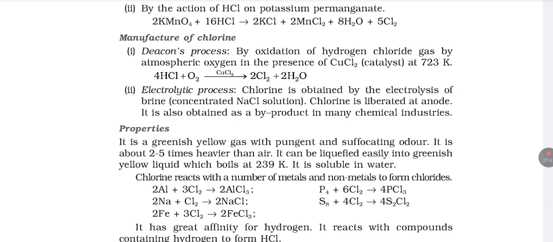Manufacture of chlorine. Deacon's process: by oxidation of hydrogen chloride gas by atmospheric oxygen in presence of copper chloride catalyst at 623 Kelvin. Electrolytic process: chlorine is obtained by electrolysis of brine, concentrated sodium chloride solution. Chlorine is liberated at the anode. It is also obtained as a byproduct in many chemical industries.